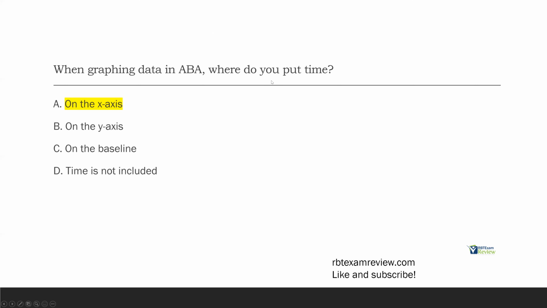Baseline, time does not go on baseline. Baseline is a thing. It's a segment of data before intervention begins. And then D, time is not included. That's just false. We're always going to have time, either sessions, minutes, hours, days, whatever we're measuring our data on, that's going to be our time. It's going to go on the x-axis, most commonly sessions. So typically you'll see sessions on the x-axis, and then on the y-axis, you'll have your behavior.